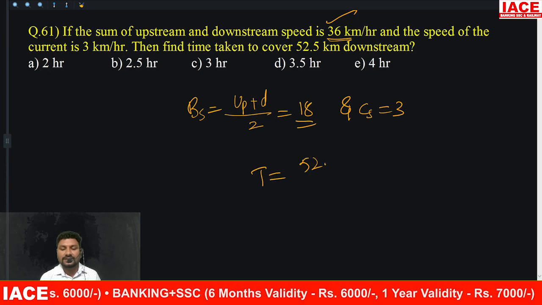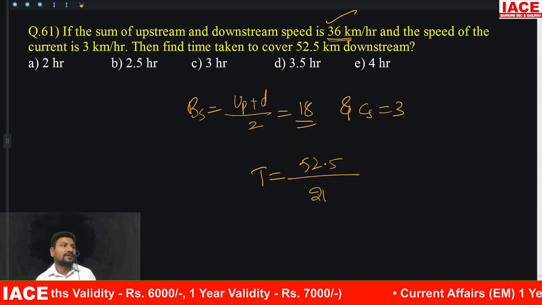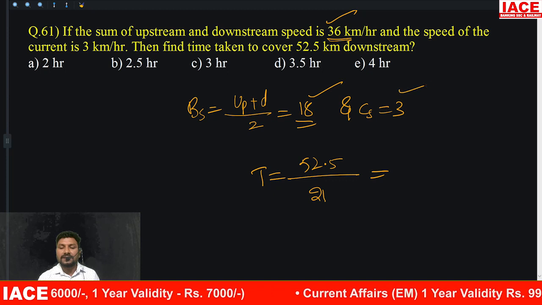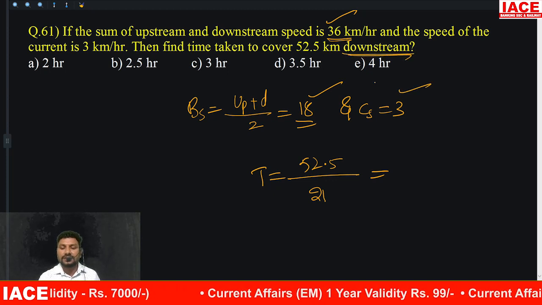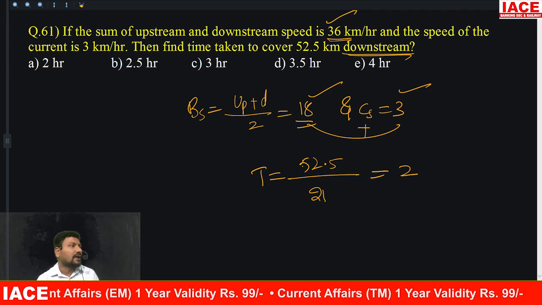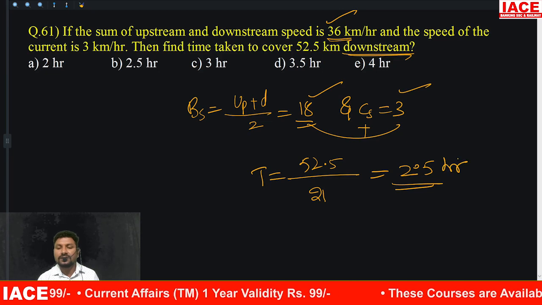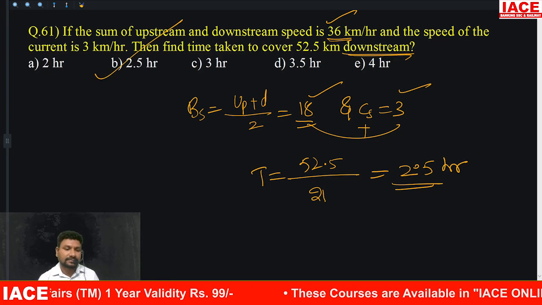Time for how many hours? The journey is 52.5 kilometers, with speed of how much? 21. Okay. So 18 plus 3 equals upstream or downstream? Downstream means both should be added, so it is equal to 21. 21 2s are 42 and 105, 25 5s are... It is equal to how many hours? 2.5 hours. Option B is right.